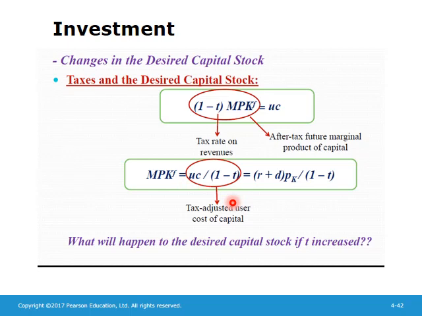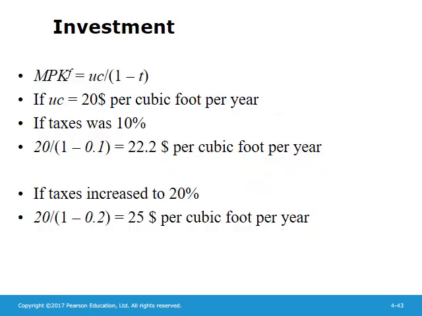Okay, so what will happen to the desired capital stock? We know how the desired capital stock is determined. What will happen if t increased? What will happen if the tax rate increases? Let's see through an example, and this is one I added, as I told you, to make it clearer.